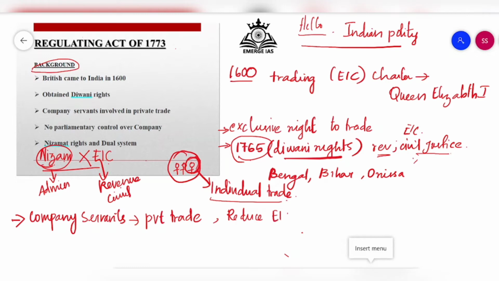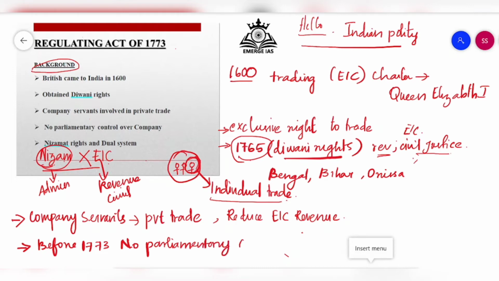And the next point was, before the Regulating Act of 1773, there was no parliamentary control over the company. When the British Queen Elizabeth sent this company to India for trading purposes in 1600, they didn't have any parliamentary control over this company. The only thing given was the charter given by Queen Elizabeth. And the next thing is the same, the Nizam was not okay with this dual system. Dual system means the revenue was collected by the English East India Company and the administrative process was under the Nizamat. So, this was the situation or the background when the Regulating Act of 1773 was introduced.